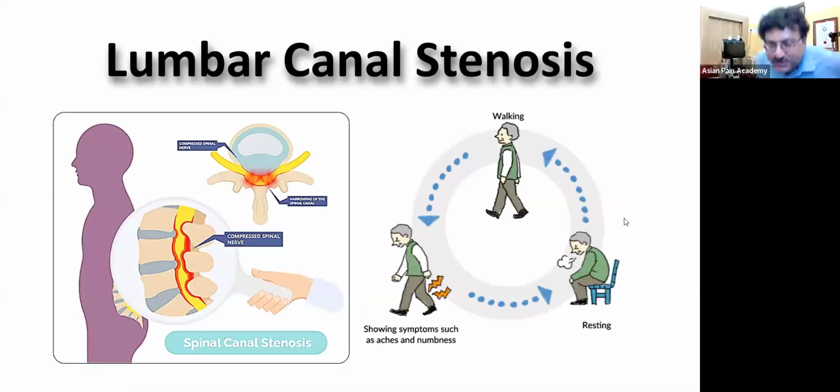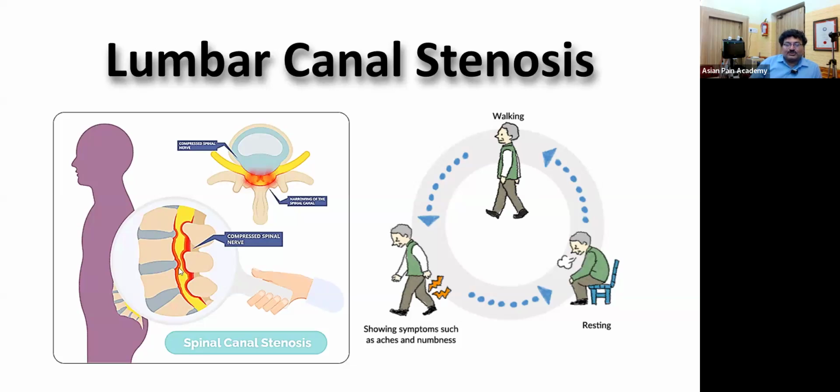Okay, so let's start with the lumbar canal stenosis. This is one condition that can occur either by a prolapsed disc, or by a hypertrophied facet, or by spondylolisthesis. Whatever the mechanism is, ultimately they are compromising the canal diameter, and most commonly the central canal diameter. Sometimes lateral canal stenosis might occur, but the symptoms will be different. When we say lumbar canal stenosis, we usually consider the central canal stenosis.